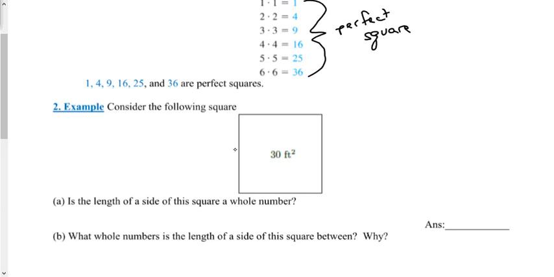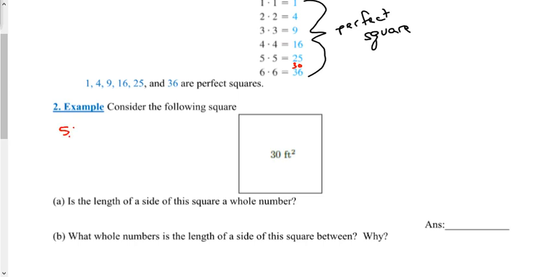What about this one? What times itself is 30? Well, I don't know. I mean, I do know that 30 would fit right in here. 30 is between 25 and 36. So it must be some number between 5 and 6. And I mean, I don't know what that is. I could just kind of guess and say, why don't we guess maybe like 5.4? We'll just guess a number like partway in between.